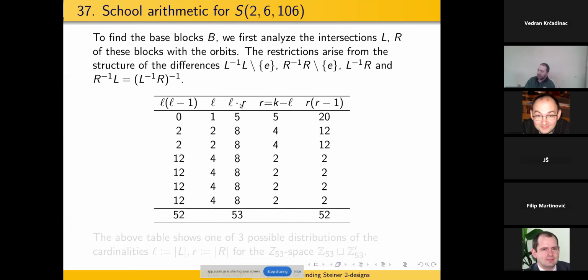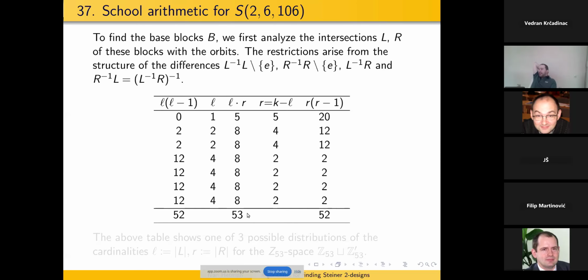Then the middle column consists just of the products. Again, let's check whether children in school can multiply, and whether they remember the multiplication table from school. Here it is just L times L minus 1. For children you can just say, take this number, remove 1 from it, multiply, and write it into this column. The same goes for the right, as you can see. And let's check the sums.